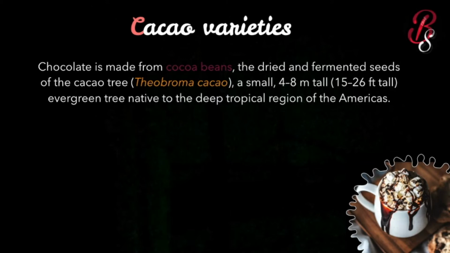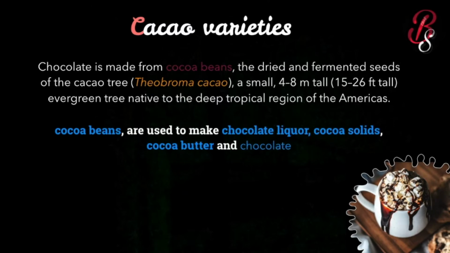A small tree, 4.8 meters, or 15 to 26 feet tall, an evergreen native to the deeper tropical region of America. You can see it in South America and Central America, right? This is where it is born. Cocoa beans are usually used to make chocolate liquor, cocoa solids, cocoa butter, and chocolate.